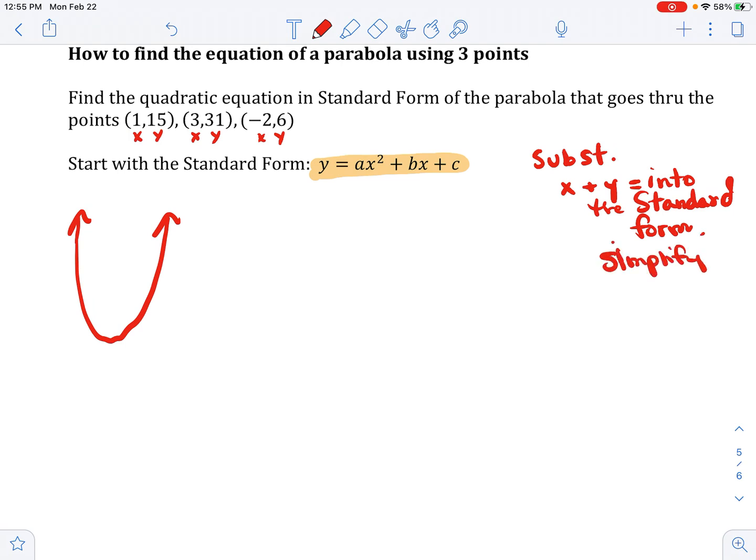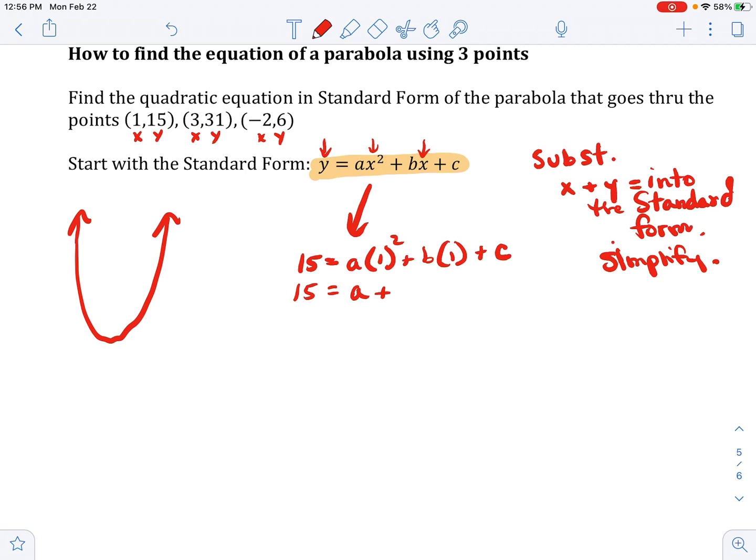Okay, so what we're going to do here is replace the y and each of the x's with the numbers that are given in the points. So this ends up becoming 15 equals a times 1 squared plus b times 1 plus c. And a little bit of simplifying makes it look like this. 15 equals, well, remember we do the exponent first. 1 squared is 1, so we get 1a plus b times 1 is 1b plus the c.